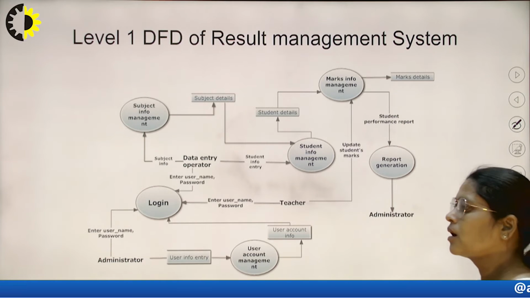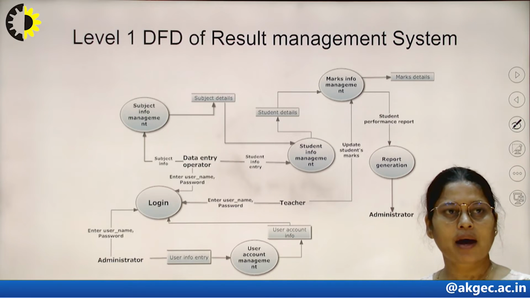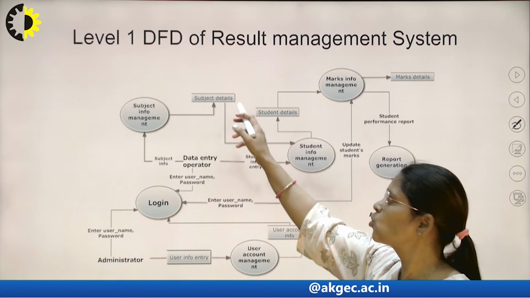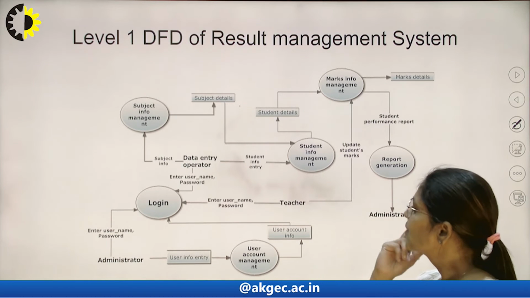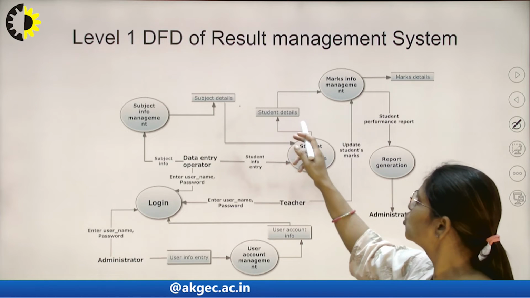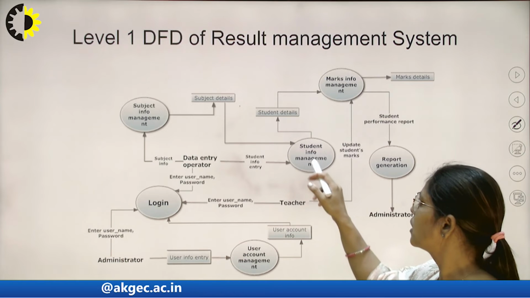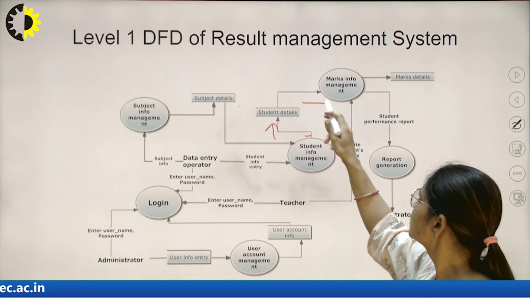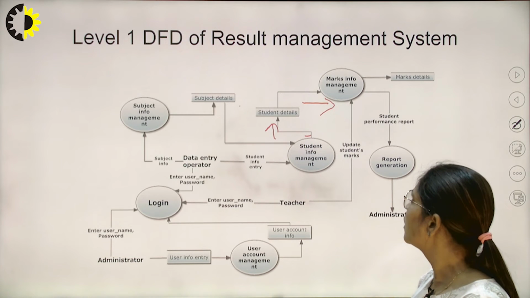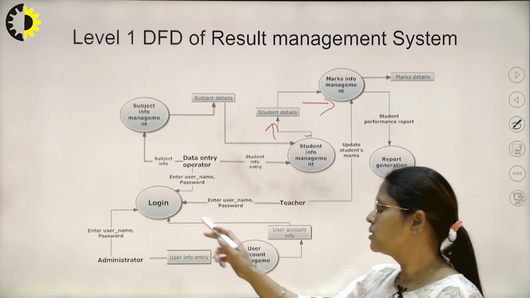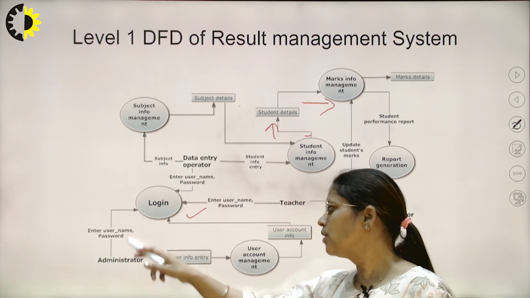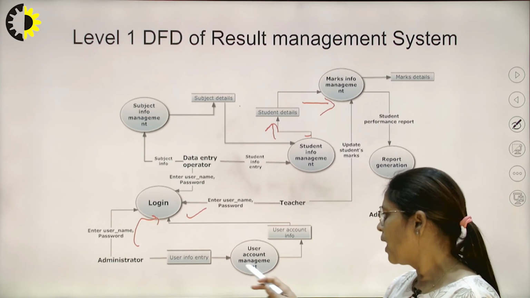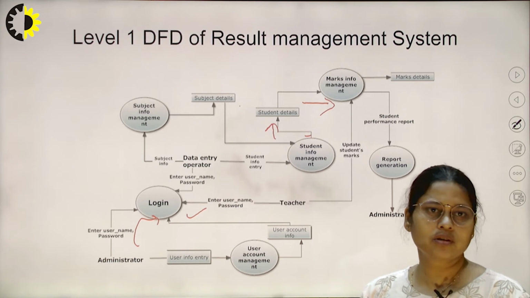So this is our one level DFD of the result management system. First of all, the subject information will be stored into the subject database. This is the student detail, student management; the information will be stored into the student management. This is our marks information management. This is our login process. The user gives the user ID and password, the user is validated, and it will be stored into the user information storage.